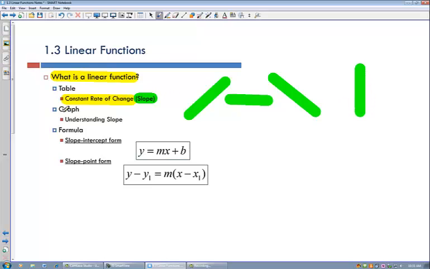When we have the graph, like we said, there's basically two graphs. Either it goes up or goes down. And understanding slope, I just kind of mentioned that. And there are two formulas. There's a slope-intercept form because they give you the slope and the intercept. And there's a slope point form because you need to find the slope and a point to find the formula. And that's basically it.